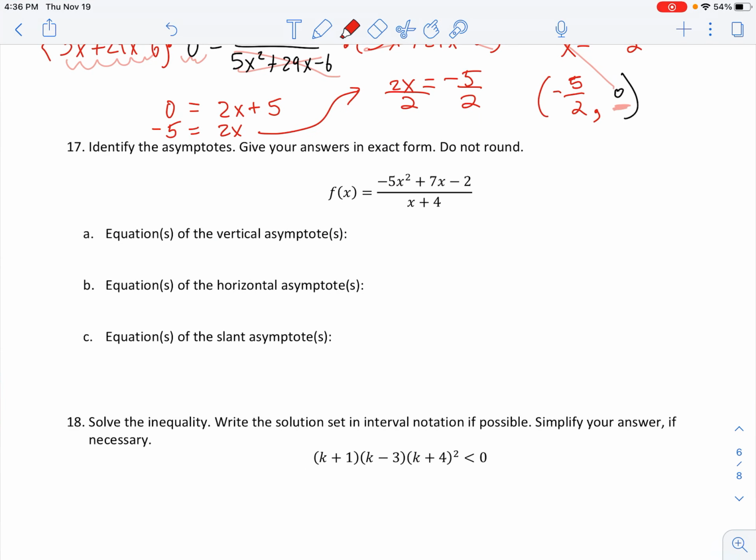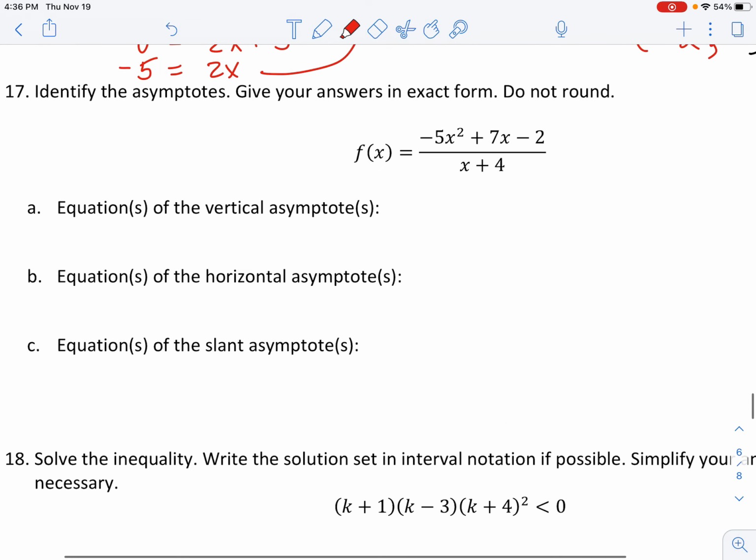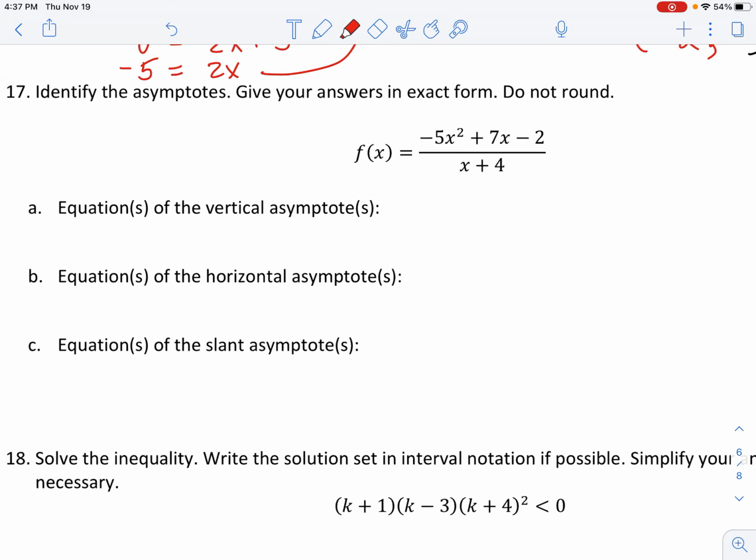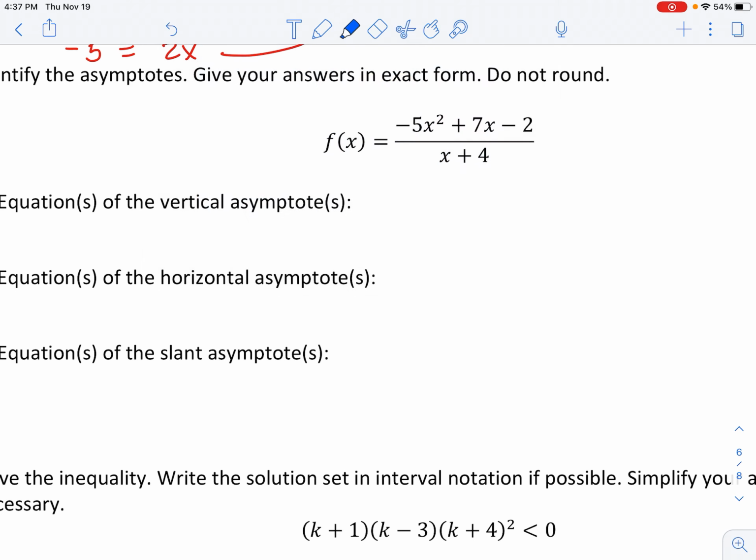All right, I'm back for number 17. In this problem, we're identifying the asymptotes. Give answer in exact form, and we're not going to round. So first, equations of the vertical asymptotes. This one is a simple one. I'm glad I don't have to factor.